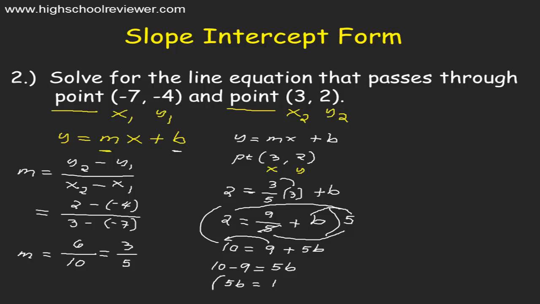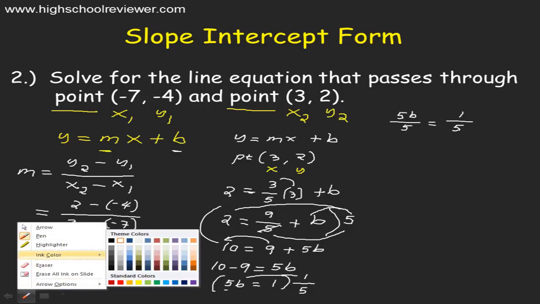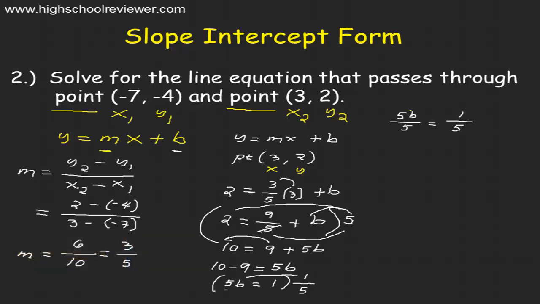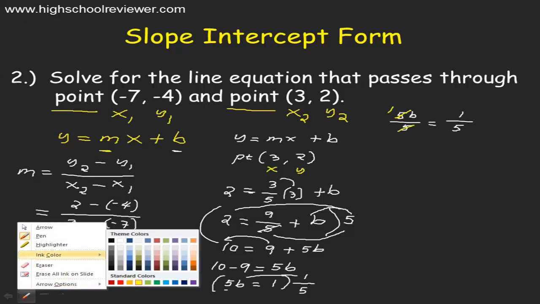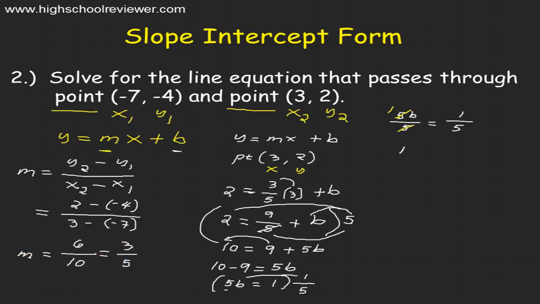So to find for b, we need to cancel out 5. To cancel out 5, divide both sides of the equation by 5. So we have 5b all over 5 equals 1 over 5. So 5 divided by 5, that is positive 1. And 1 times b is b. So this will be b equals 1 over 5.